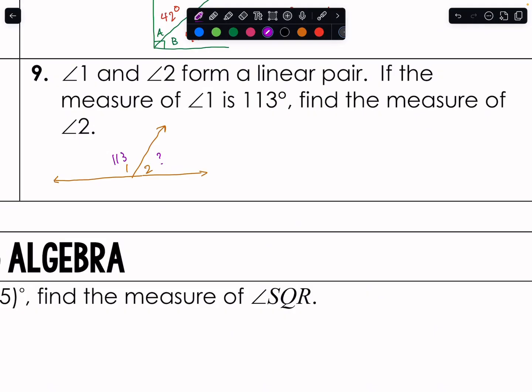We don't know what that one is, but I do know if I do 113 plus angle 2, which I'm going to call angle 2 x for the moment, should equal 180. When I subtract 113 from both sides, I get that x is equal to 67. So the measurement of angle 2 is 67 degrees. Okay.